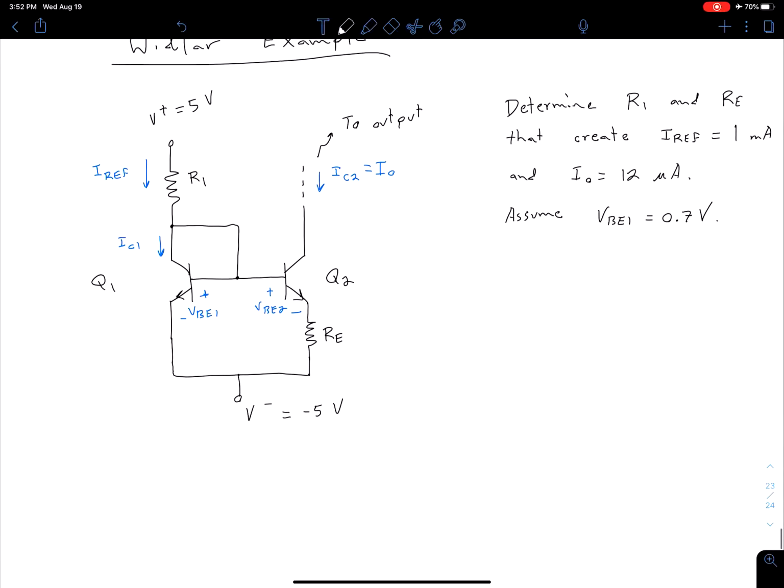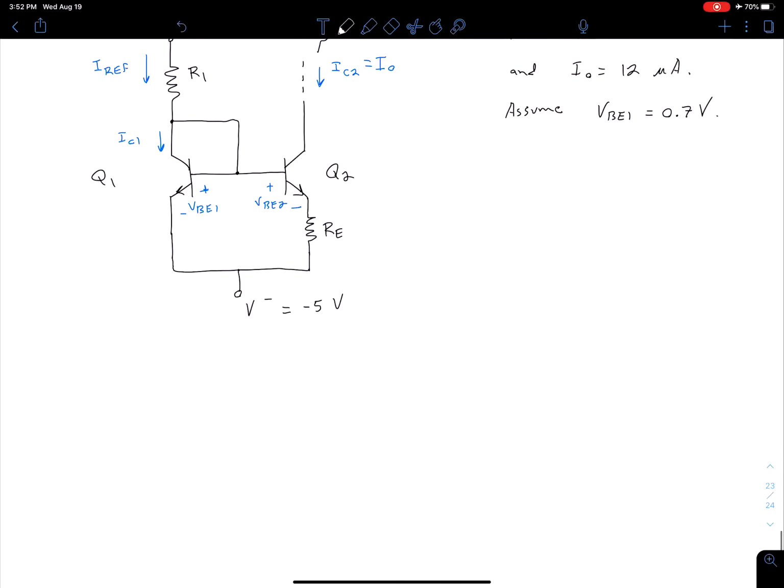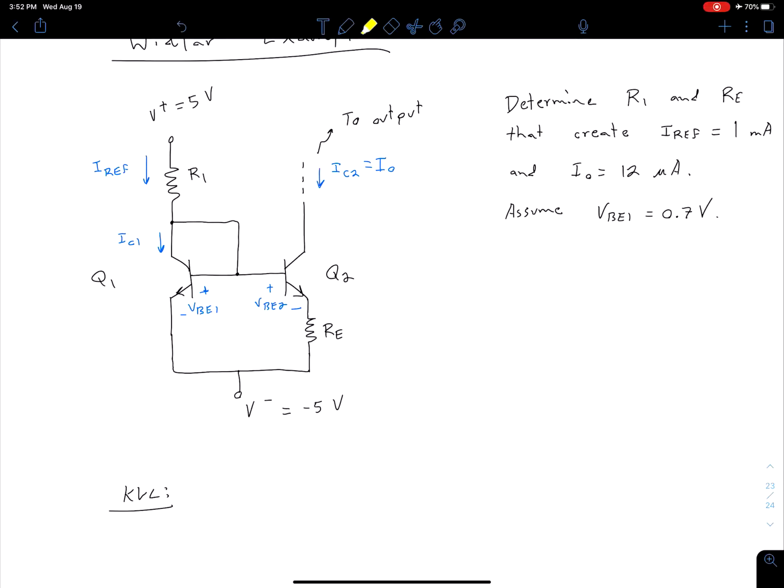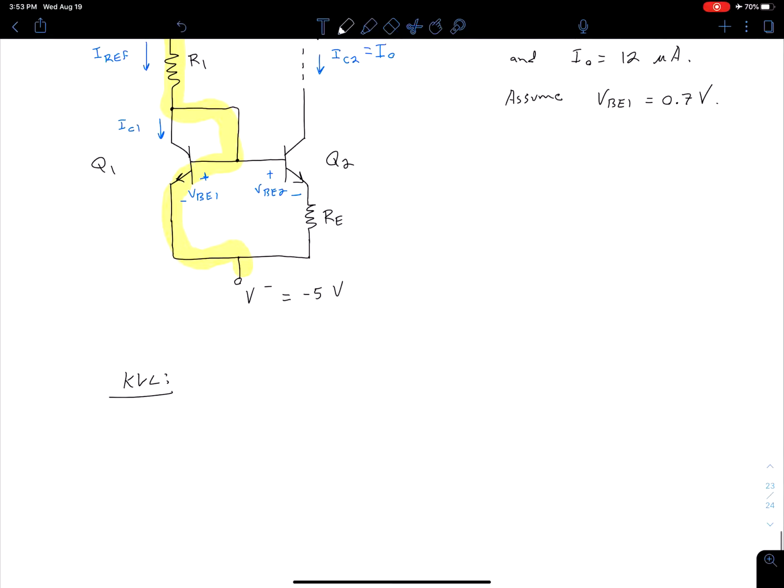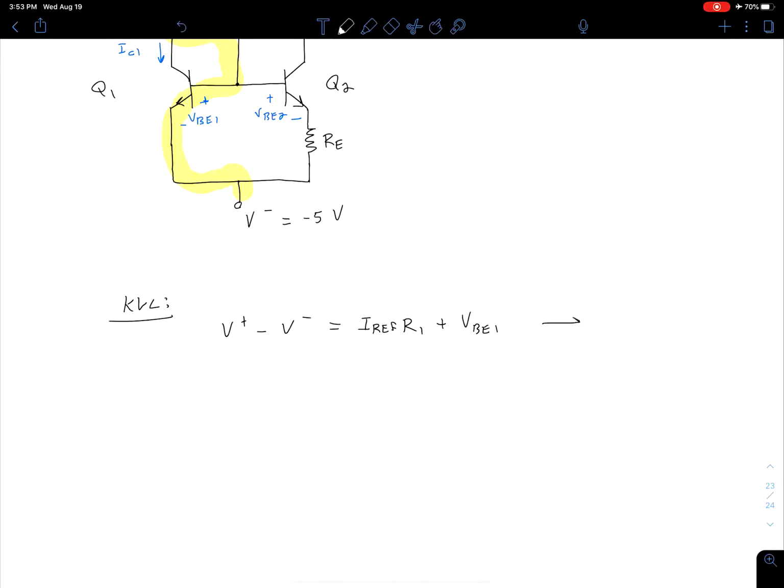The first thing we're going to do, we actually did not talk about when we looked at our Widlar current source, and that is how we would solve for our R1 to get a certain IREF, or calculate our IREF for a given R1, because it's the same as what we saw for a 2-transistor current source. Essentially we're just going to do KVL along this path here, and we see we have V plus minus V minus is equal to IREF times R1 plus VBE1. It's written a little differently than what we've seen before, but of course the same thing. We've just got that V minus on the other side.